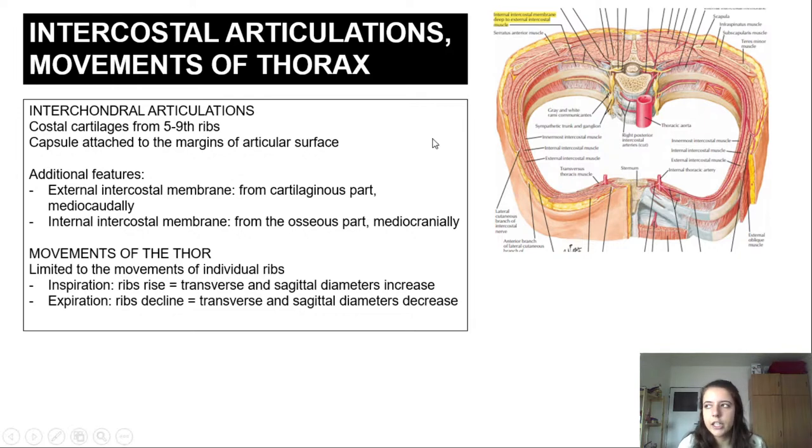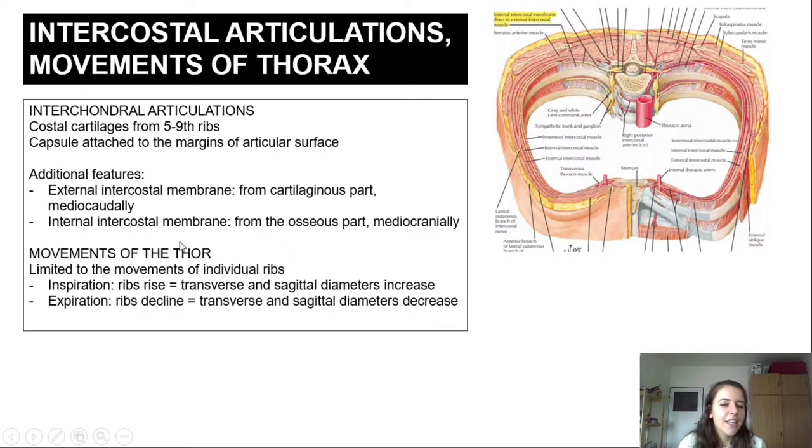Basically, this is more like a topographical question about the membranes and how you have the muscles and everything. There's going to be the internal intercostal membrane that is going to join the osseous part. So it's going to join the whole osseous part, but then at the level of the cartilaginous part, we're going to have the external intercostal membrane. So osseous part, internal intercostal membrane, cartilaginous part, external intercostal membrane. The orientation is also different, but I don't want you to learn it, just read it.